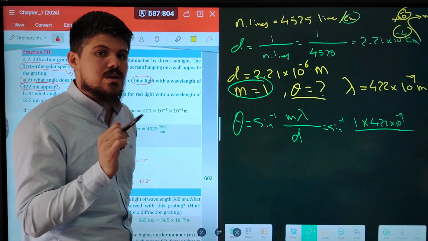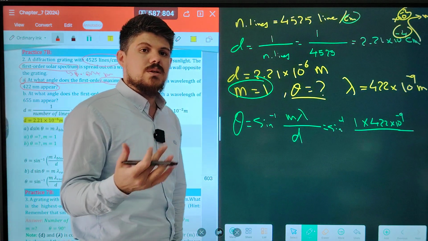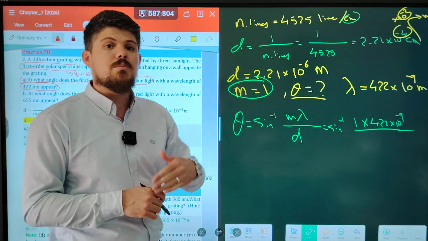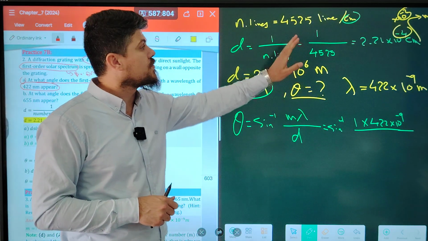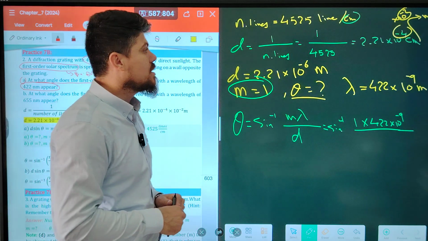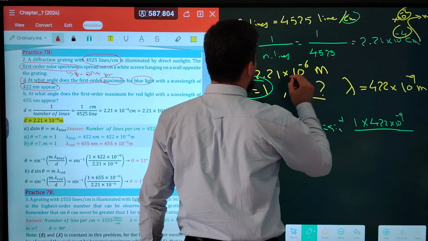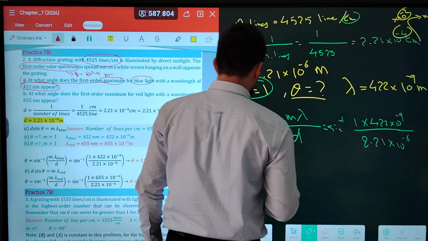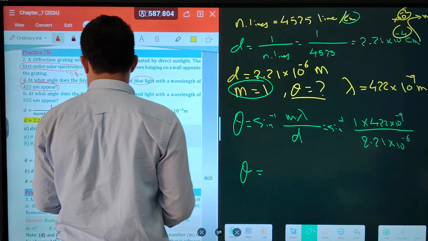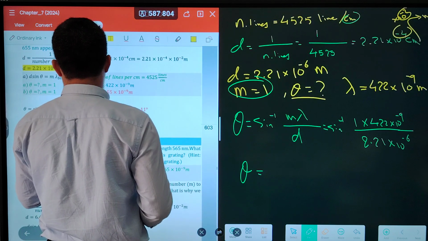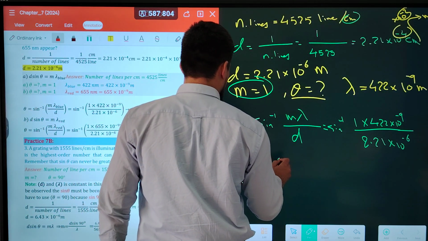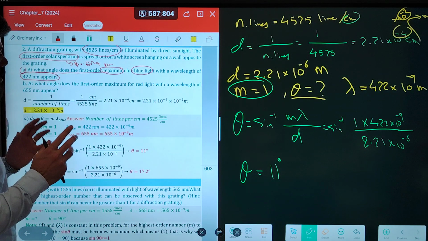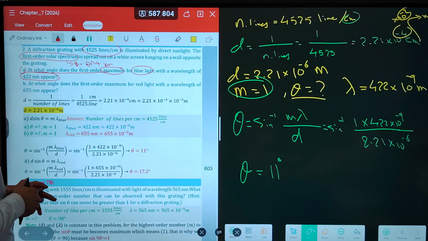We didn't have the distance between the slits in this grating, but we found it. Instead of the distance between the slits, the number of lines in the diffraction grating is given, so we convert it to the distance between the gratings, which was equal to 2.21 times 10 to the power negative 6. On the calculator, theta for the blue is equal to 11 degrees. This is the angle between the first order and the central order of the blue light.